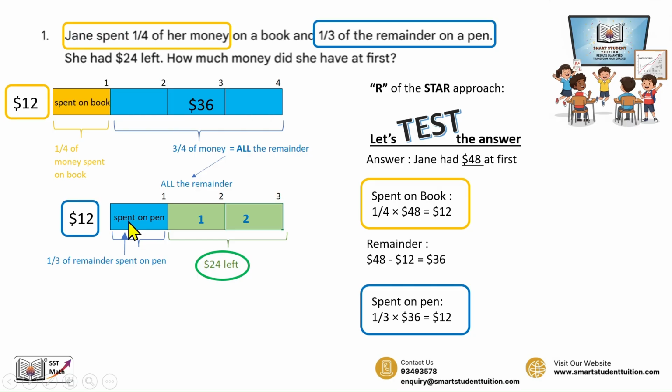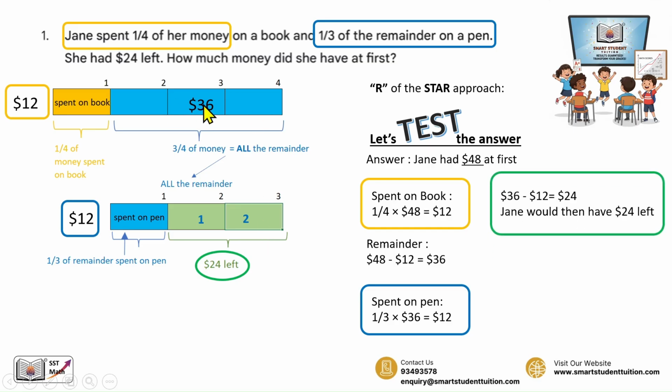Now, since the remainder is $36, we're going to use 36 minus 12, and we're going to get $24 left, which is exactly what she had told us. And now we are very sure that the answer is correct.